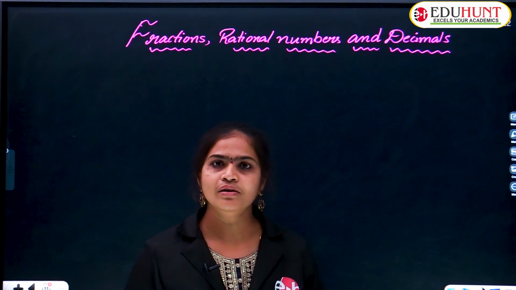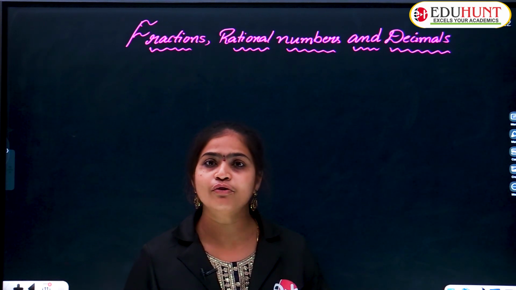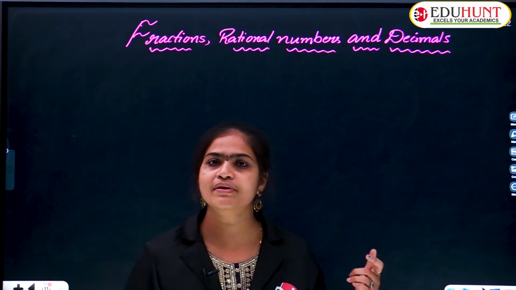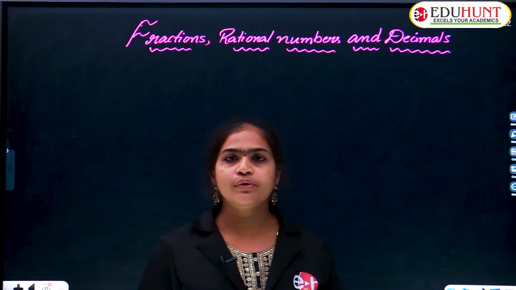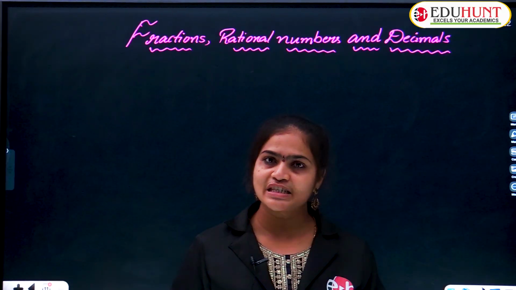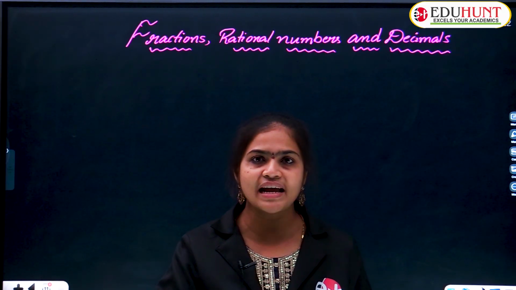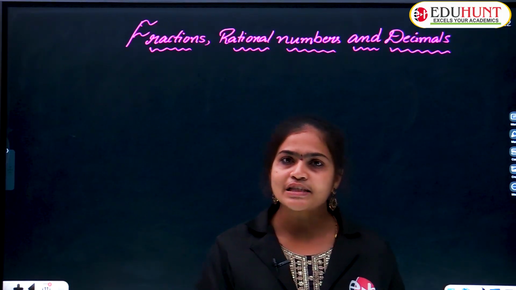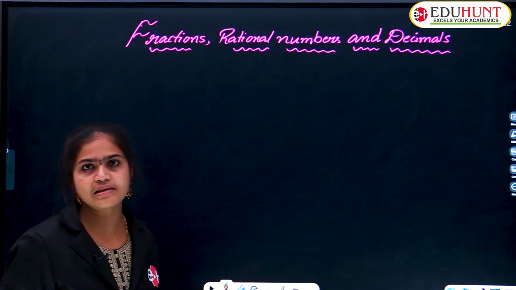Numbers which we can represent in the form of p by q, those numbers we will call rational numbers. We will discuss that later. Numbers of the p by q form we call rational numbers, and those p by q form numbers we also call fractions. That's why in this fractions concept we included rational numbers also.